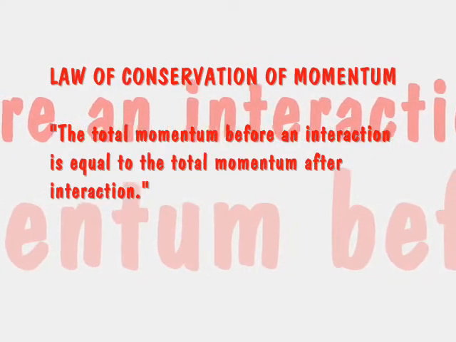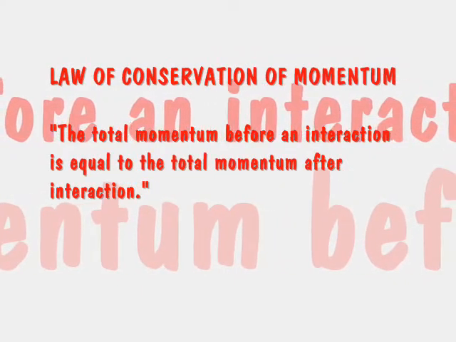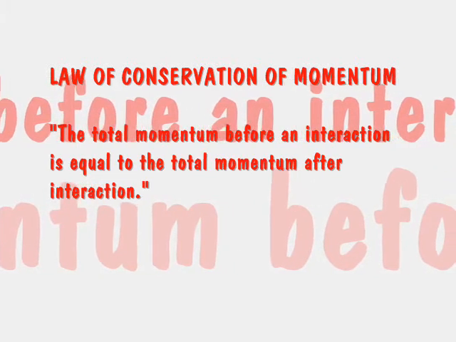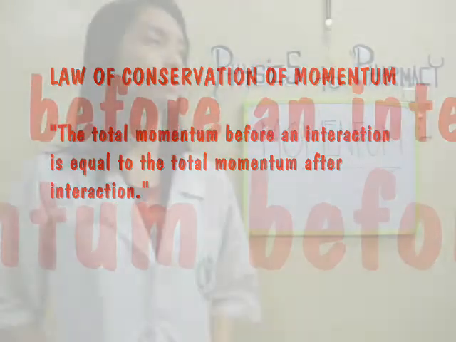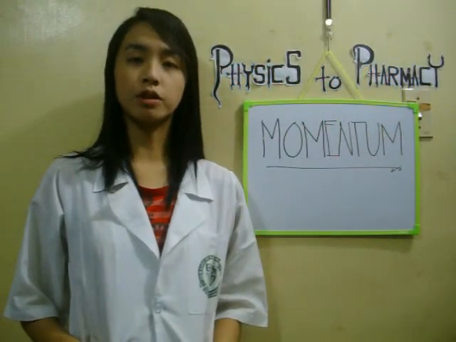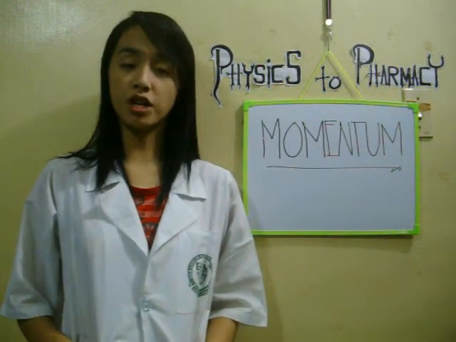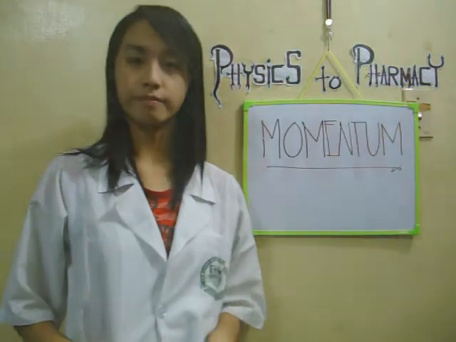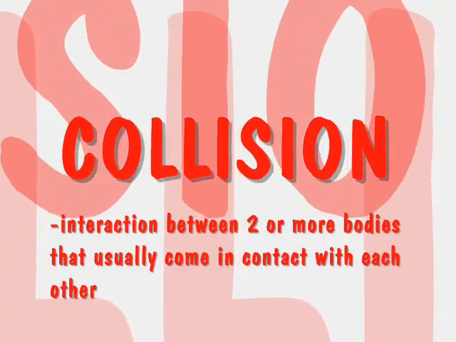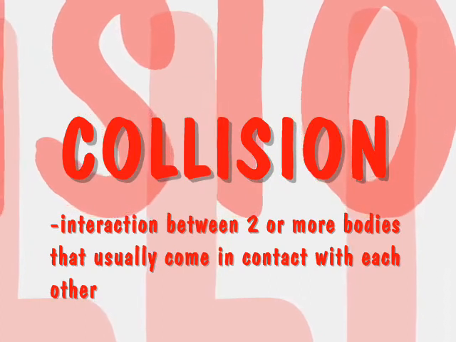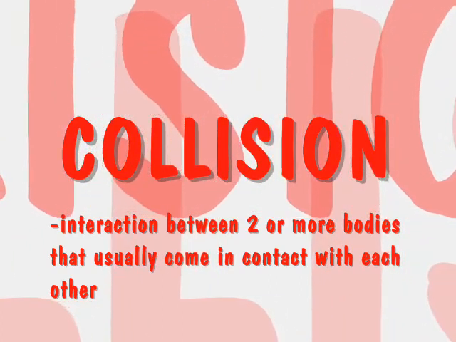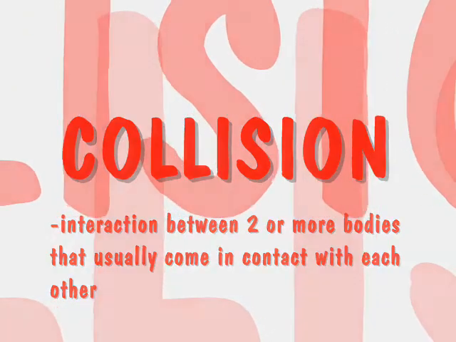The law of conservation of momentum states that the total momentum before an interaction is equal to the total momentum after the interaction. To make it clear, let's have an example of an interaction, which is the collision. Collision is an interaction between two or more bodies that usually come in contact with each other. Collisions may be perfectly elastic or perfectly inelastic.